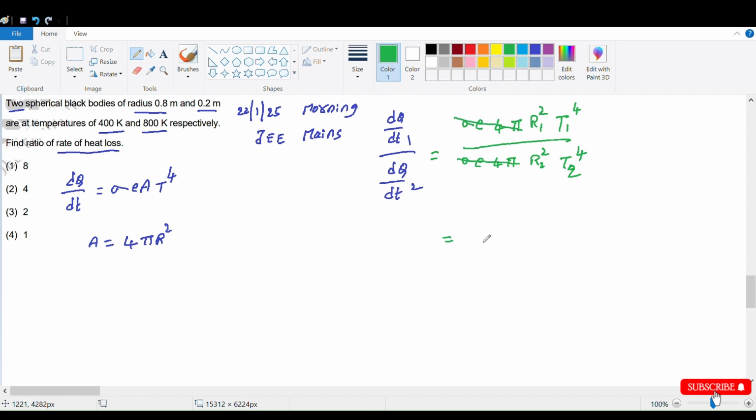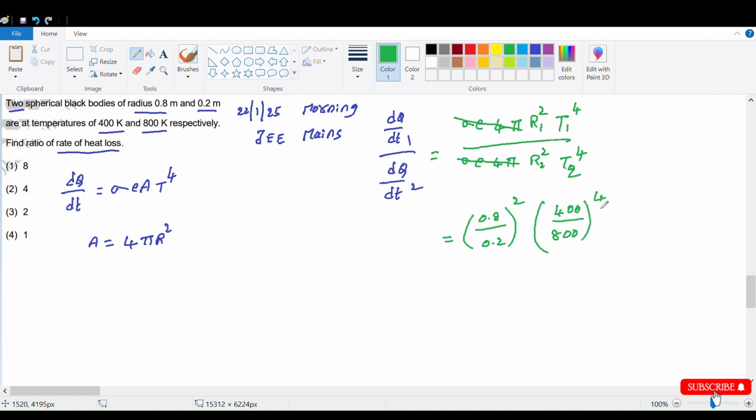So it is left with r1 square. What is r1? Radius of the first one, 0.8 by r2, 0.2, these two whole square, a square by b square, a by b whole square, and t1 by t2. What is t1? t1 is 400 by t2 is 800.